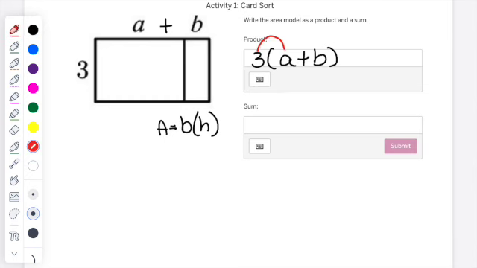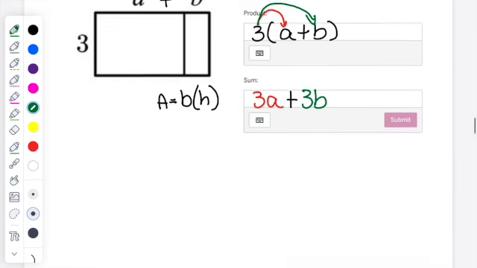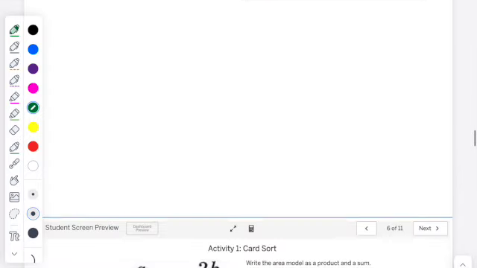Okay, now I'm going to distribute this 3, I'm going to rainbow. 3 times a is 3a. My sum keeps my operational symbol of the adding symbol. And let's do green this time. We're going to distribute 3 over to b, plus 3b. 3a plus 3b. Go ahead to your next slide.